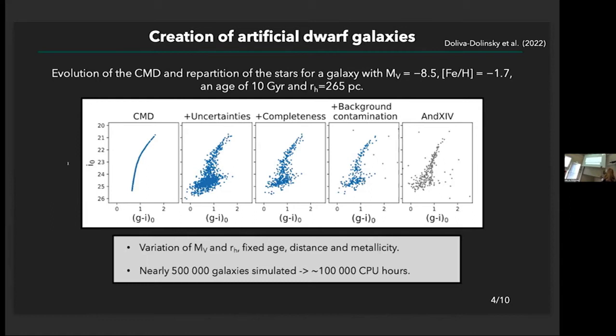We can compare the fourth panel, which is this CMD, with the one of Andromeda 14, which has similar properties, and we can see that both CMDs are close. We simulated roughly 500,000 dwarf galaxies with different magnitudes and different sizes. Then we ran the algorithm by Martin et al. 2013 to know whether or not those dwarf galaxies were detected. This results in nearly 100,000 CPU hours.